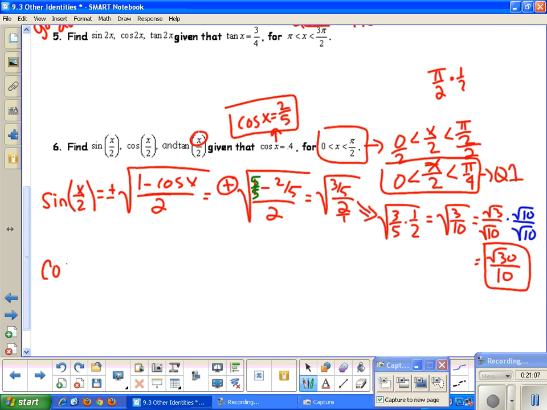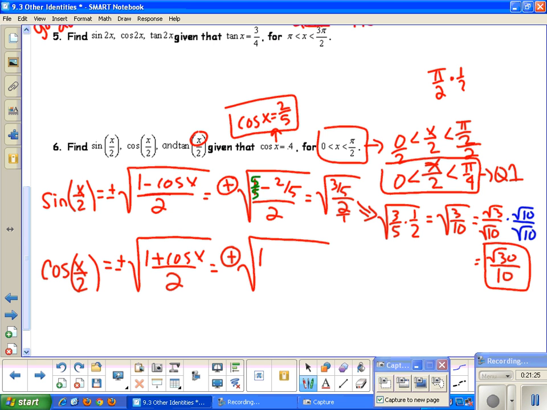Now if I want to figure out my cosine half angle, my cosine half angle, again, is plus or minus the square root of 1 plus cosine x over 2. So again, I don't have to figure anything out because I already know what the cosine of x is equal to. I know I'm in quadrant 1, so it's plus the square root of 1 now plus 2/5 because that was the cosine of x all over 2. And now I just need to use my algebra in order to help me simplify this.